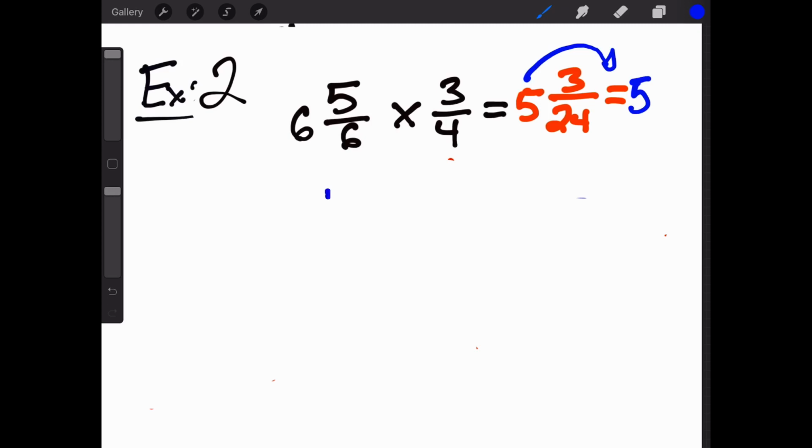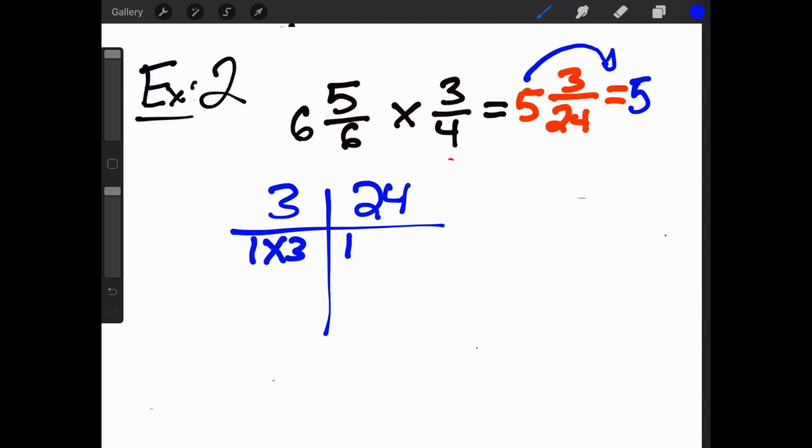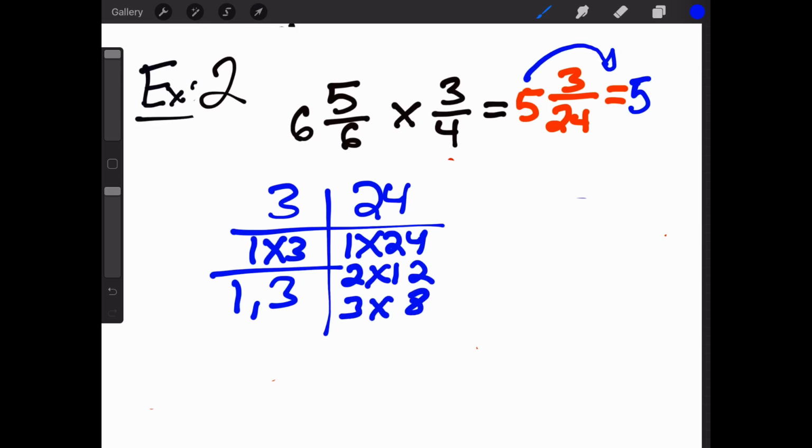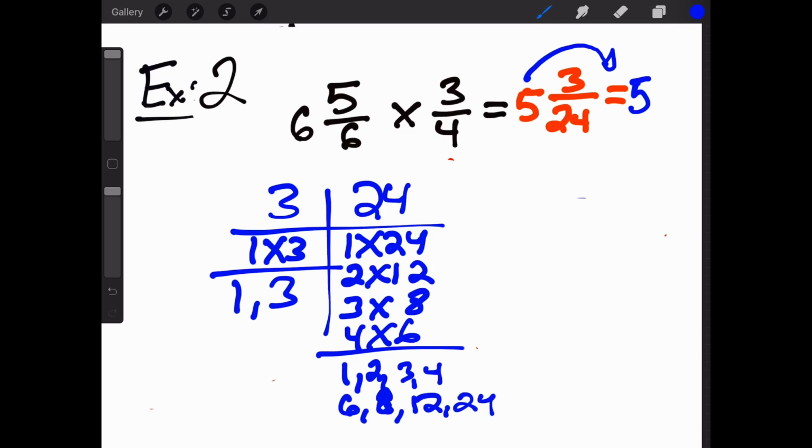Now you're going to make a T-chart, 3 and 24. 1 times 3 is 3. 1 times 24 is 24. You have a 1 and a 3 here. Okay, then you have 2 times 12. You have 3 times 8. You have 4 times 6. So there's a lot of them here. You have a 1, a 2, a 3, a 4, a 6, an 8, a 12, and a 24.